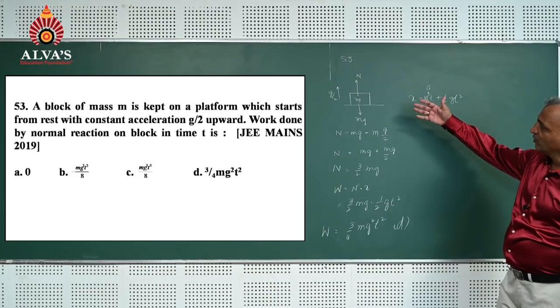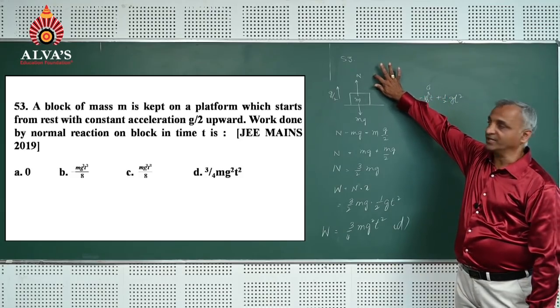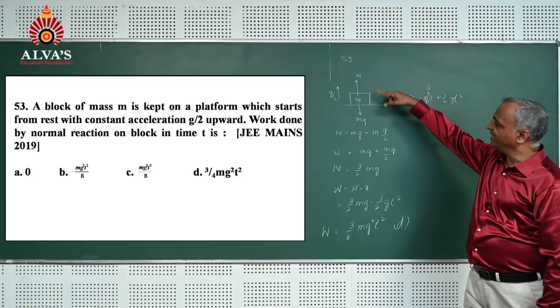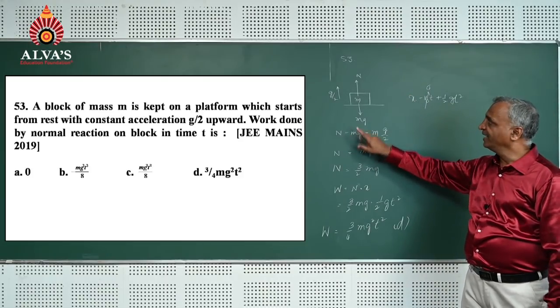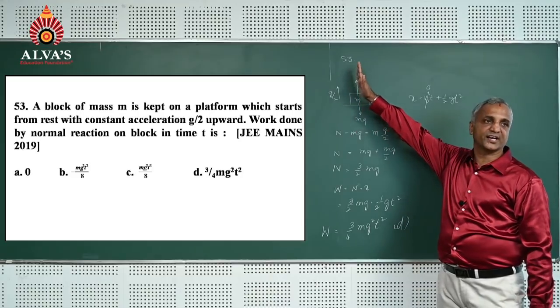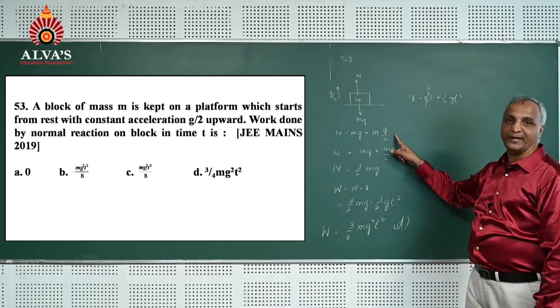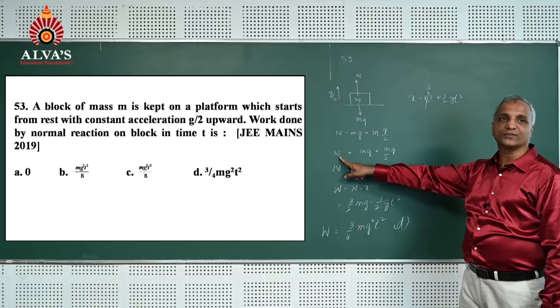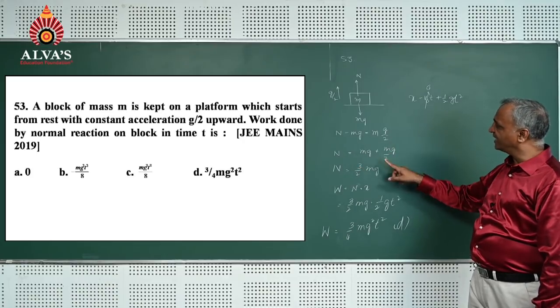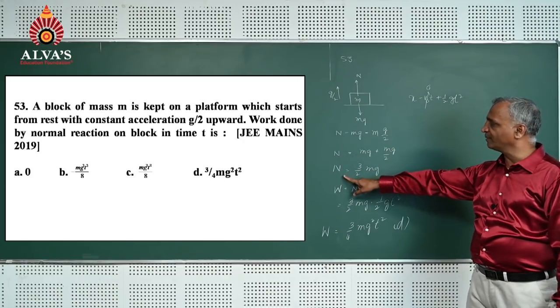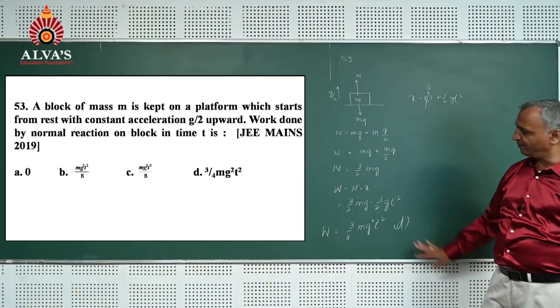So I want to find out what is the work done by the normal reaction. So from this diagram I can write net force is N minus mg is equal to, it is moving upwards with the acceleration g by 2, so m into g by 2. So from this get the value of normal reaction, mg you take this side, mg plus mg by 2, so normal reaction becomes 3 by 2 mg.